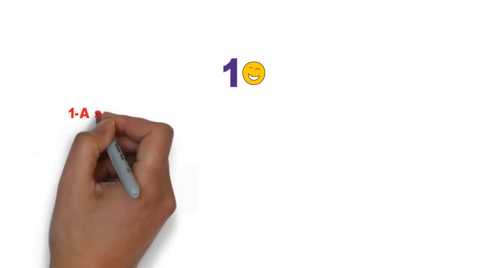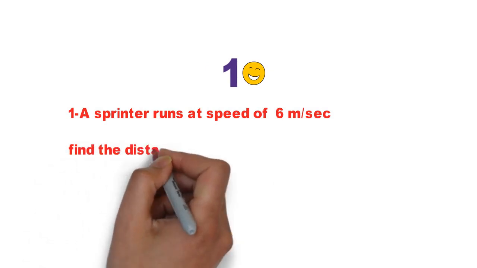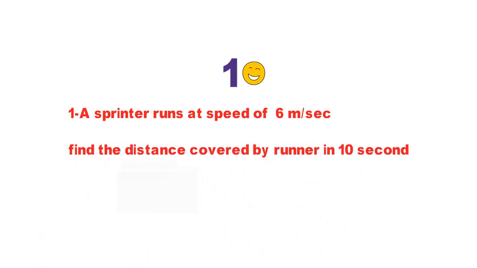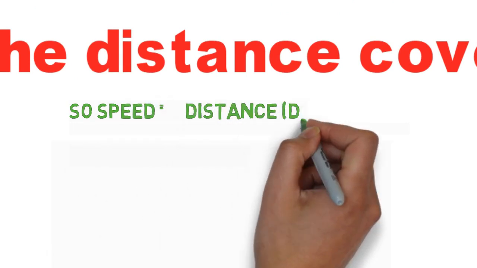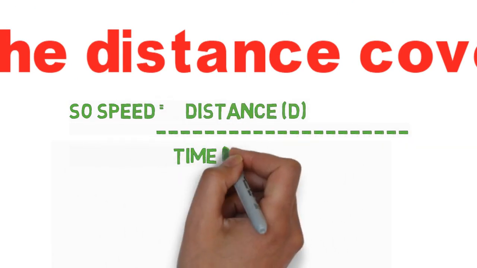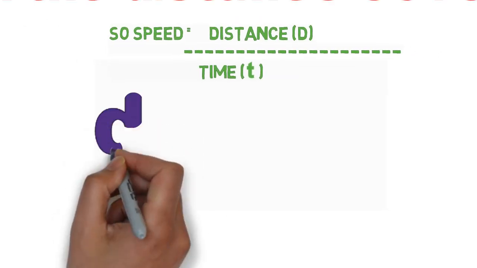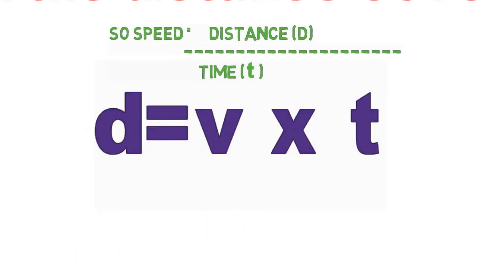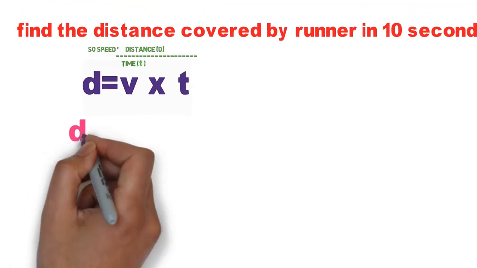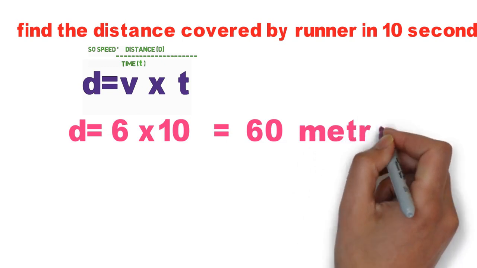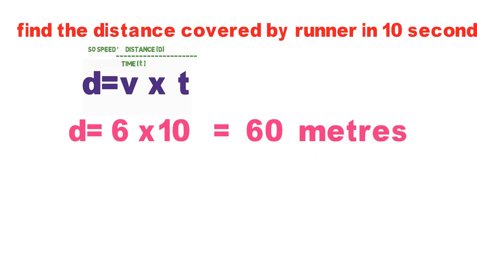Our first problem: a sprinter runs at a speed of 6 meters per second. Find the distance covered by the runner in 10 seconds. We have to know first what is meant by 6 and 10. 6 represents the speed and 10 represents the time. Before we solve our problem, we have to write the law. So speed equals distance d over time t. Every time we solve a problem, we have to write our law first. So d equals v times t. So d equals 6 times 10 equals 60 meters.